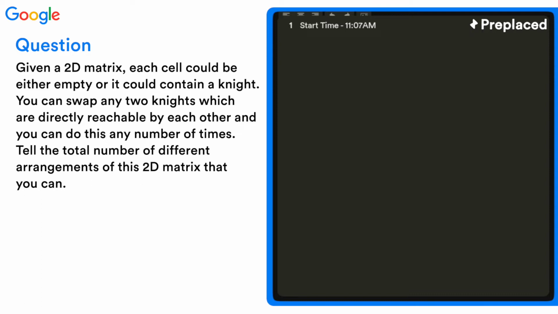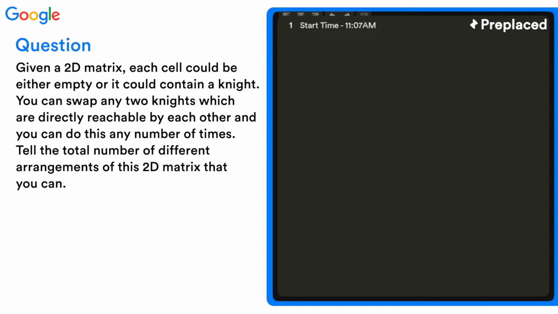So K3 can reach K4, K3 can also reach K2, and K2 can also reach K1. So there are four people who can reach all of them. So that'll be 4 factorial, which is 24. Correct.